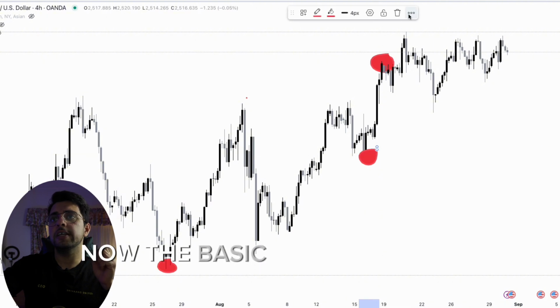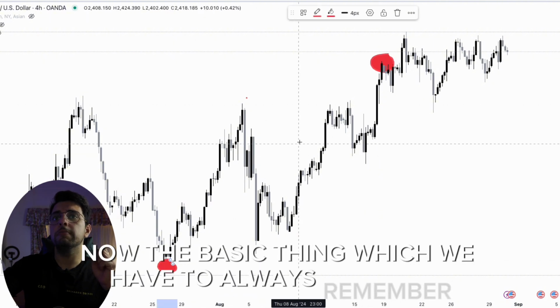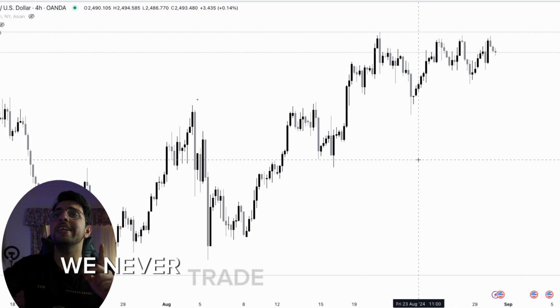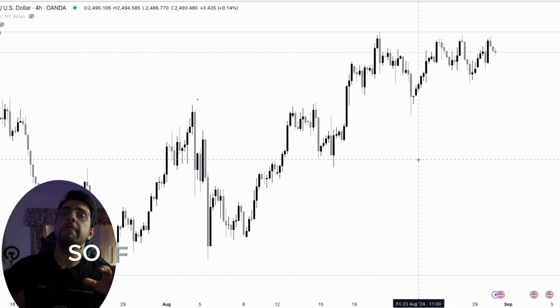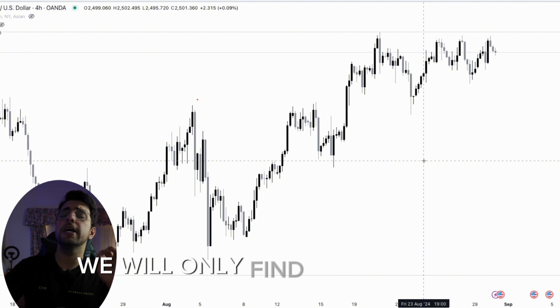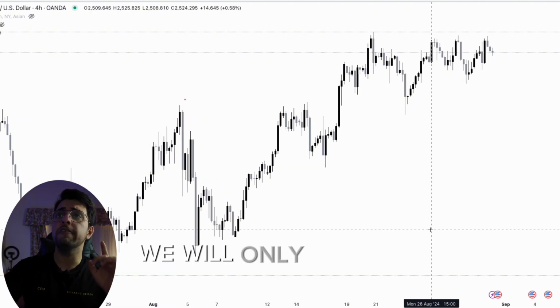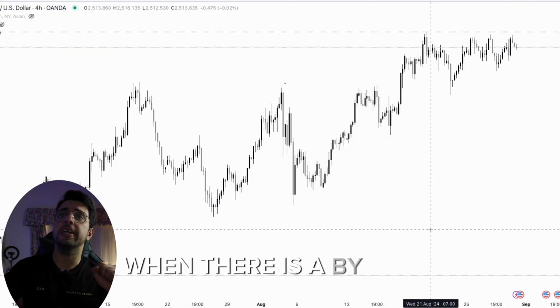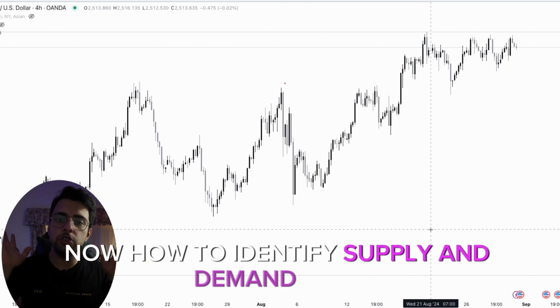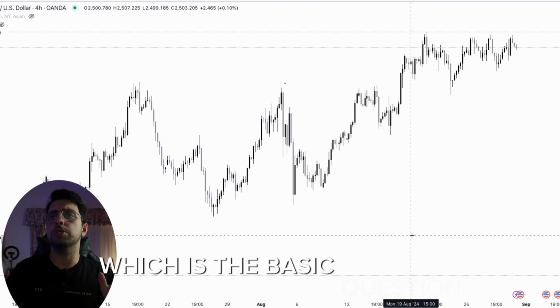Now the basic thing which we always have to remember is that we never go against the trend, we never trade against the trend. So if we are seeing that it's a buy trend, we will only look for buy trades, we will only find an opportunity when there is a buy trade. Now, how to identify supply and demand zones, which is the basic question.